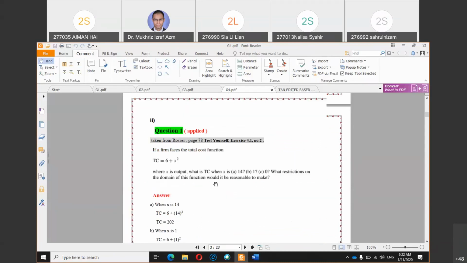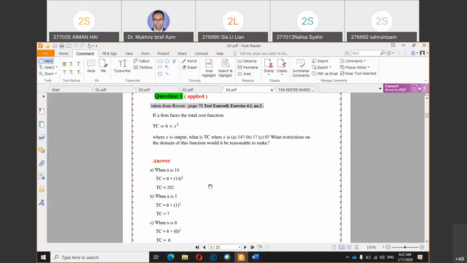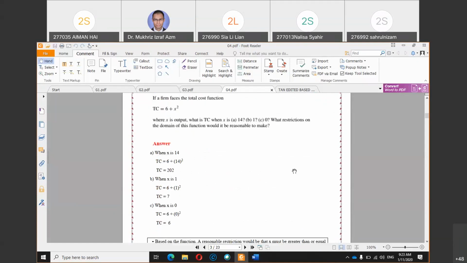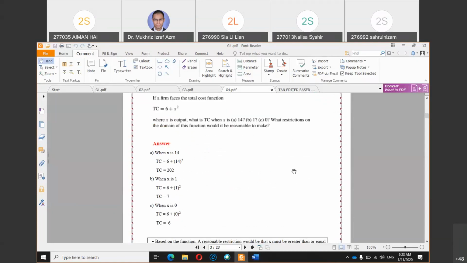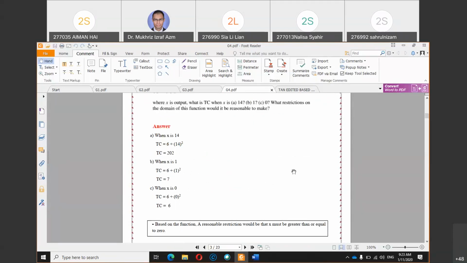This question is to find the total cost when S is given. If we look at A, when S is 14, we have to put 14 into the total cost equation above here. So we get the total cost for when S is 14 for A. Same for B, we put Y into the total cost equation and we get the answer 7, and also C, 6.